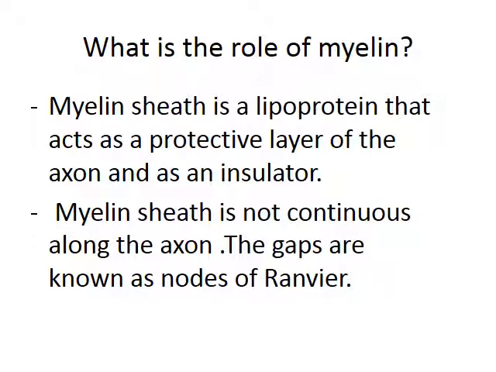What is the role of myelin? The myelin sheath is a lipoprotein. That's the definition of the myelin sheath. It acts as a protective layer of the axon and as an insulator. The myelin sheath is not continuous along the axon. The gaps are known as the nodes of Ranvier.